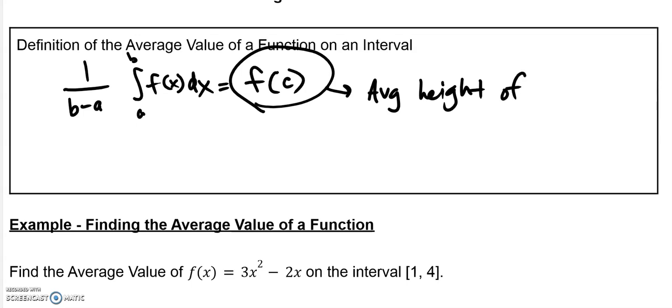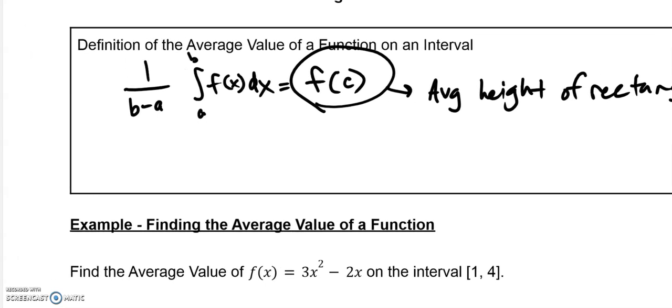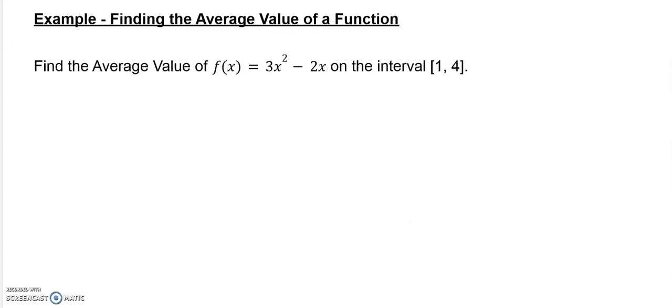Like if you're looking at the rectangles, that will give you your average height of those rectangles. So, average distance traveled given this speed. All right, so let's try this problem down here. The average value of 3x squared minus 2x on the interval. Go ahead and try this on your own, and then come back to the video to see how you did.